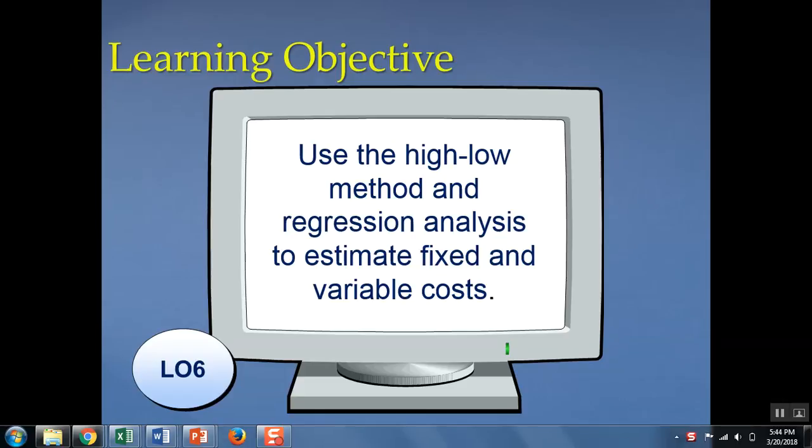Now that we have an understanding of the difference between fixed, variable, and mixed costs, we're going to talk about two different methods that we can use to calculate our total costs when we don't have a concrete understanding of how much of our total cost is fixed versus variable. These two methods are going to be referred to as the high-low method and the regression analysis method.